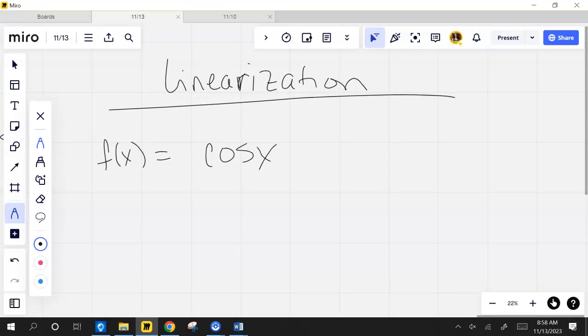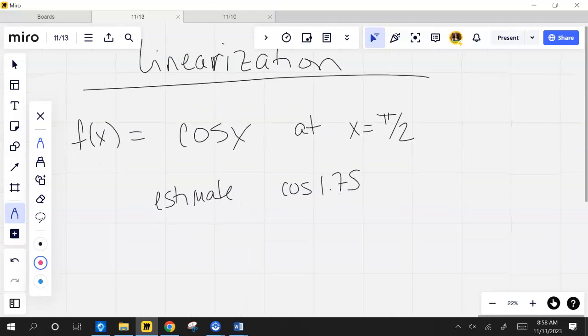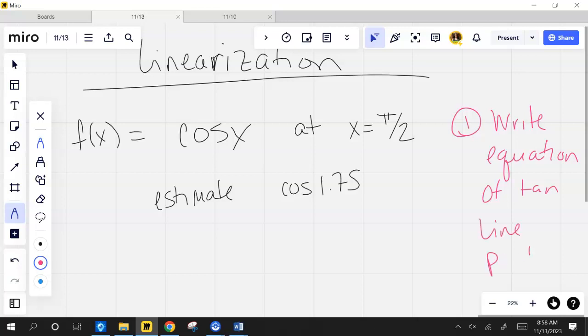All right, so here's what we're going to do. The directions would say, find the linearization at x equals pi over 2. And use it, so we want to linearize that, and use it to estimate or approximate the cosine of 1.75 without a calculator. First thing I'm going to do is write the equation of the tan line at the point given. That is all linearization is.